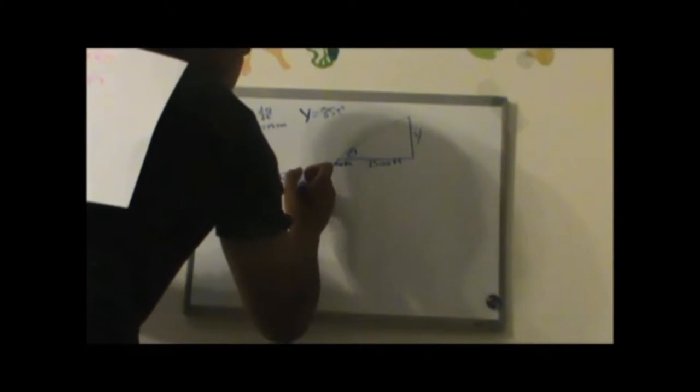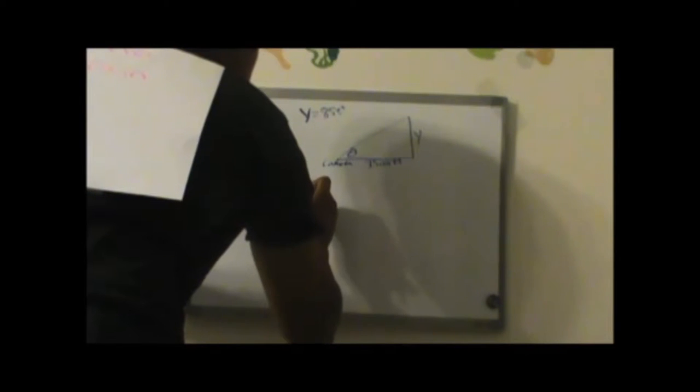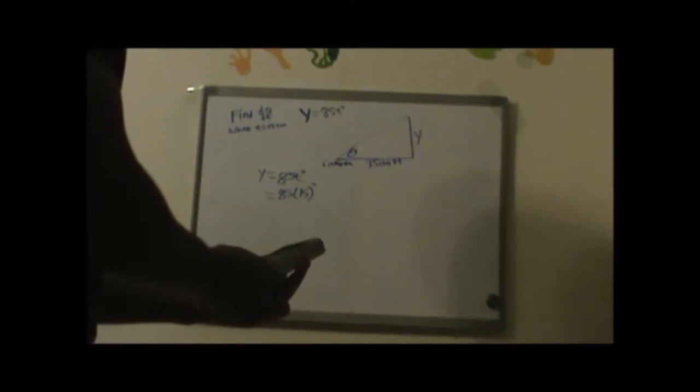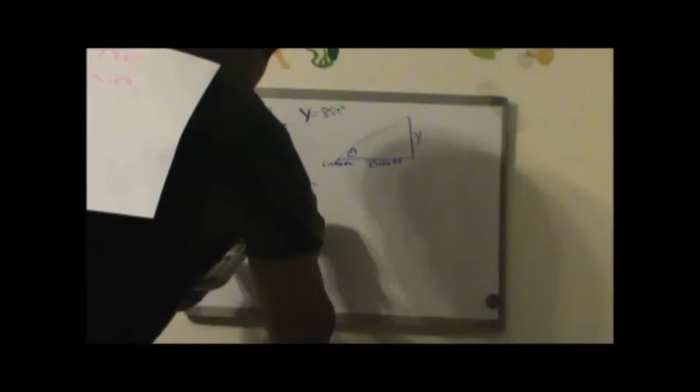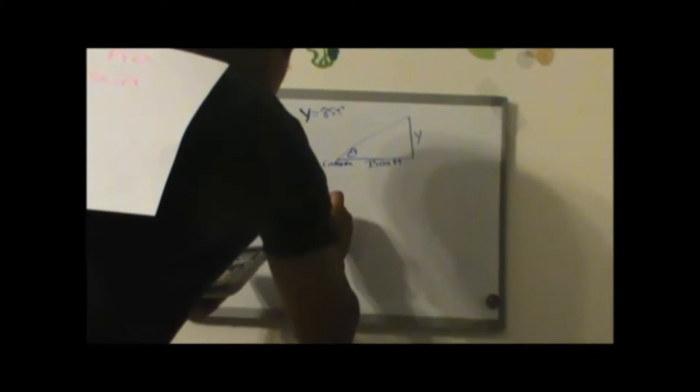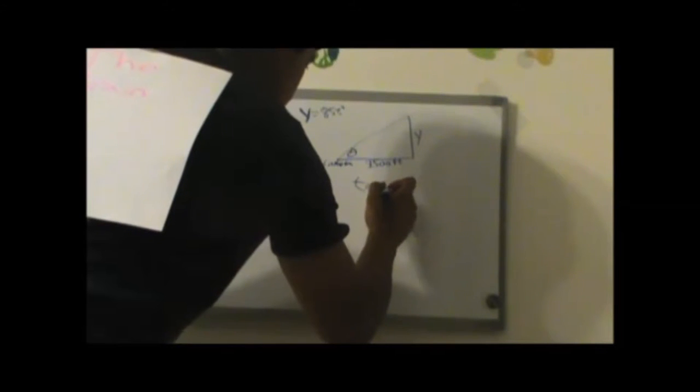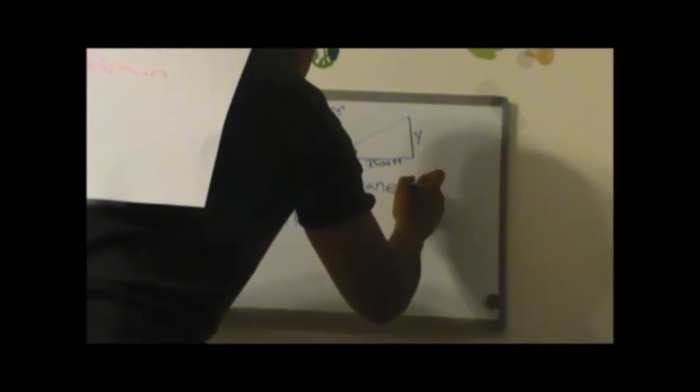So if our equation is y equals 85t squared, and t is equal to 15, we just plug in 15 right here, and we square it. And to find out what y is, we use a calculator. Which will be 19,125. Alright. So, from there, we proceed to find the angle, which we will get that y over 3,500 feet.